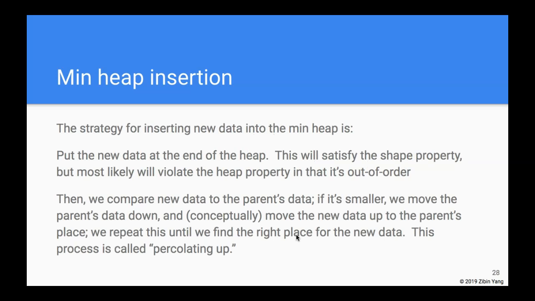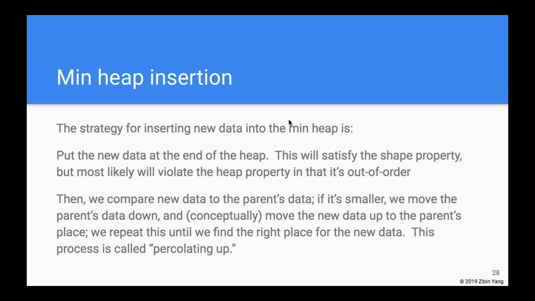Okay, so the strategy for finding the right place is, first, we put the new data at the end of the heap. This will satisfy the shape property, assuming we start with a complete binary tree. We will still end up with a complete binary tree, right? But most likely it will not satisfy the heap property, because if we always put the data at the end, there's a good chance that it's smaller than its parent. So how do we deal with that?